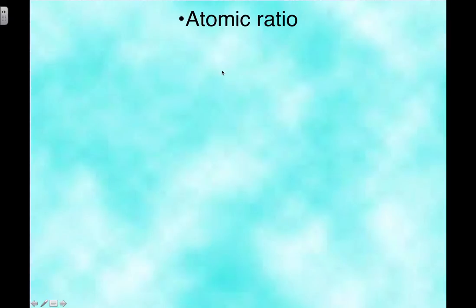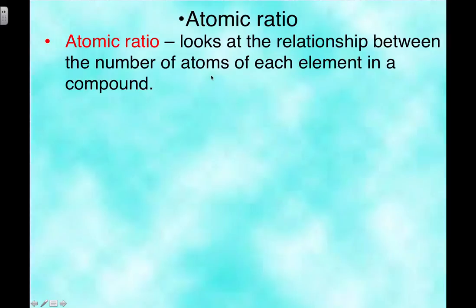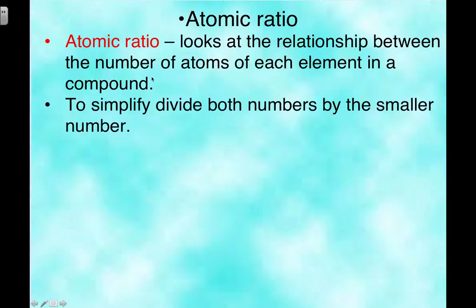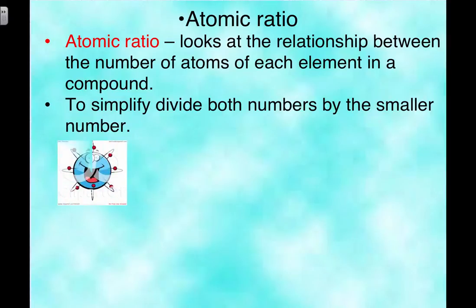Atomic ratio is the first one, and all atomic ratio is looking at how many of each element are in the compound. So it's just those subscripts. Sometimes we like to divide both numbers by the smaller number to simplify, and we'll look at that. But that's all it is.